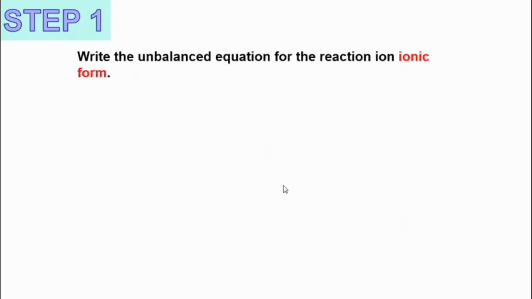Okay guys, let's start with step 1. In step 1, remember the given equation just now, with iron 2 and dichromate. We are going to write the unbalanced equation for the reaction in ionic form. That equation is not balanced yet, so in the first step we need to convert the equation into ionic form.